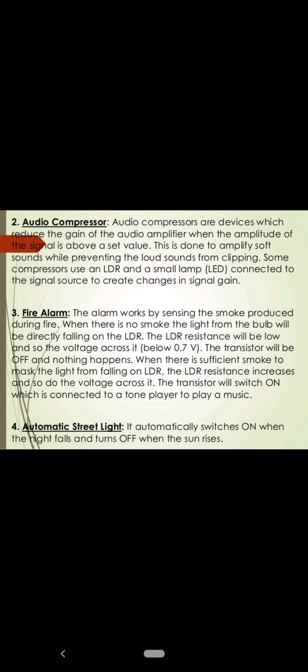It is also used as an automatic street light, which automatically switches on when night falls and turns off when the sun rises. So these are the applications of LDR.